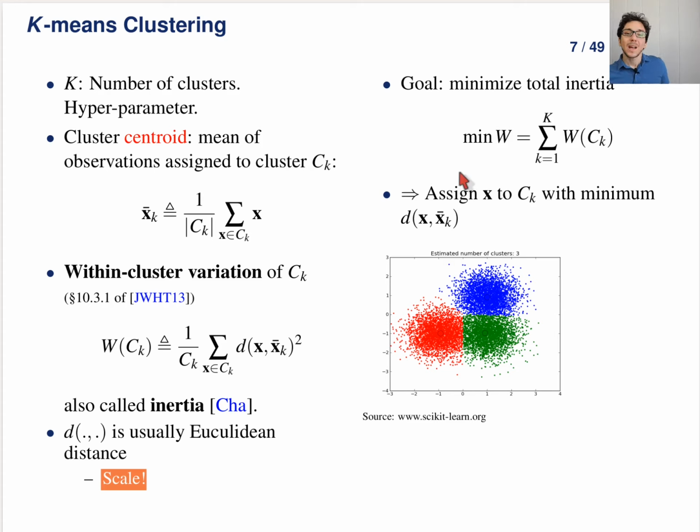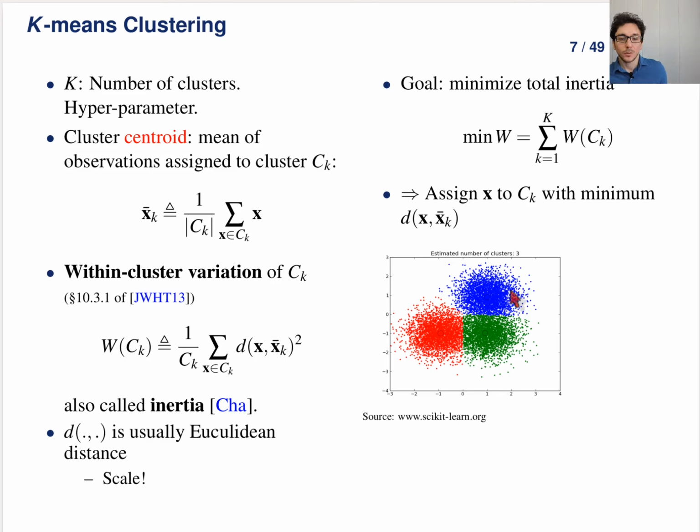So to have a good clustering, we would like to have compact clusters, like these ones here. So we would like to minimize the within cluster variation of each cluster. Okay? Or in other words, we want to minimize the sum of all the within cluster variation. So this is our objective function. So our goal is to find a partition, a division of points, which minimizes this quantity.